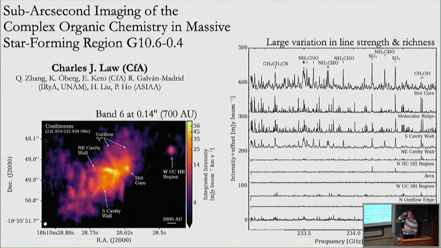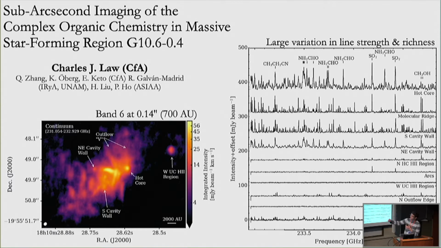And here I want to talk a bit about some observational work towards G10.6-0.4, which is a known high mass star forming region. And these are new ALMA observations at band 6 at a resolution of about 0.14 arcseconds, or at the distance of G10.6 is around 700 AU.